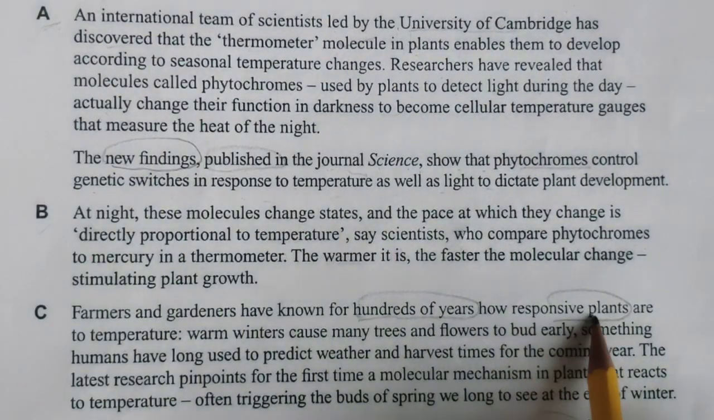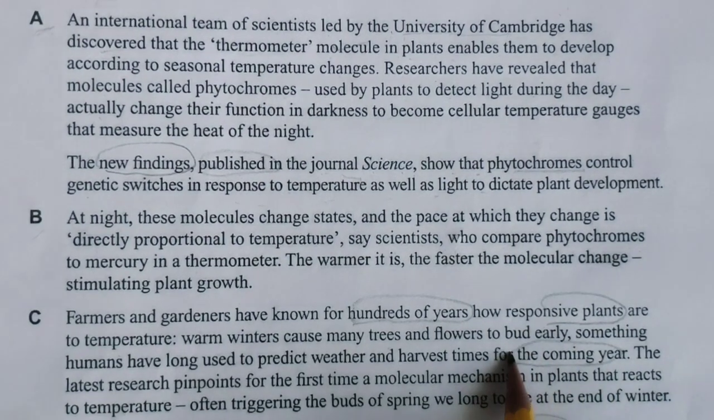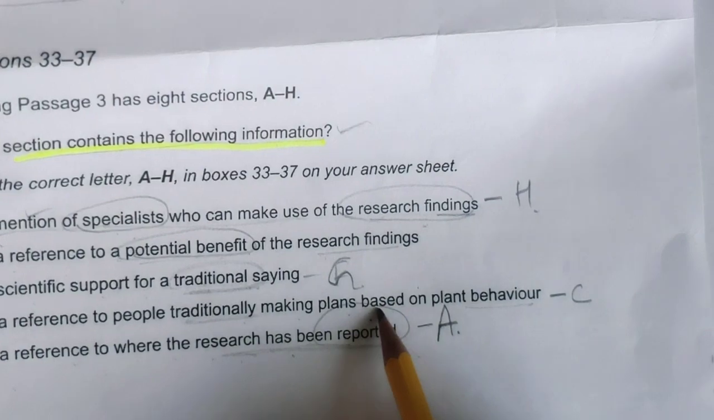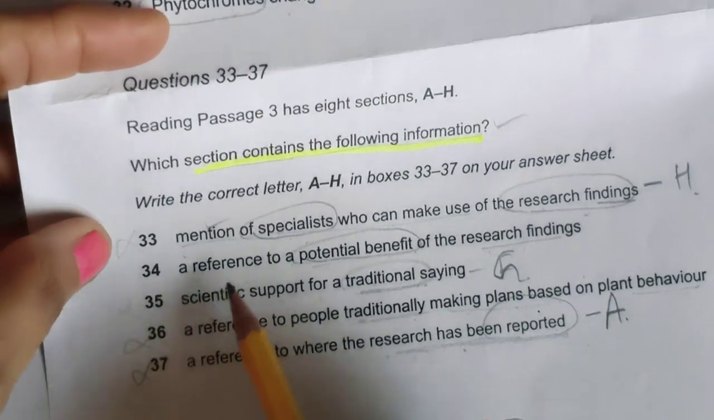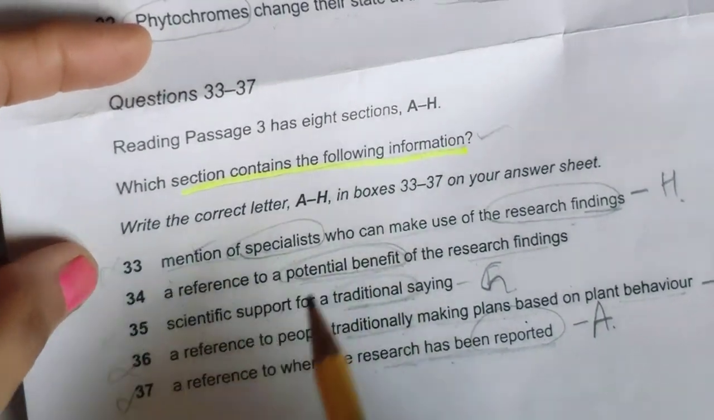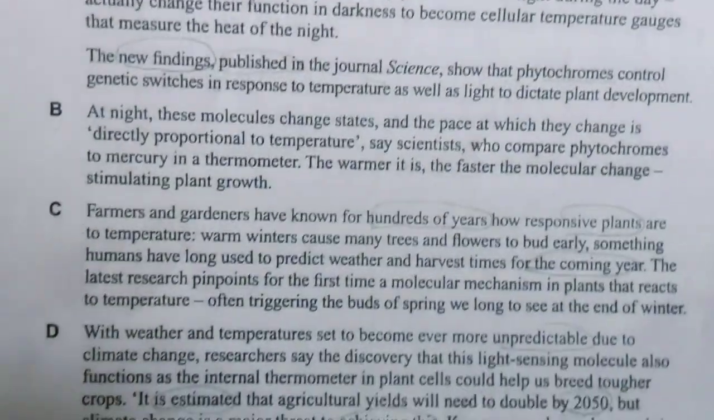See, how responsive plants are to temperature, many flowers humans have long used to plan for the coming year. So this also we have found, because it is given: making plans based on plant behavior. Now we are left with one option, the reference to potential benefit, which we have to find. Now we are left with only paragraph D, which we have to read again.